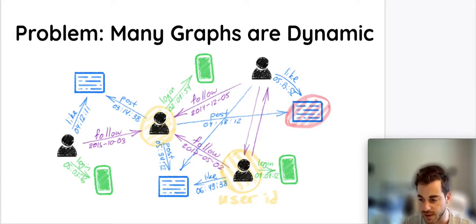Twitter, for instance, is a great example of a dynamic graph. Here we have a little drawing: users have follow relationships between each other, and they have a specific timestamp. They can also post tweets at a specific timestamp. They can like tweets, and so on. The timing information here is fundamental. Knowing the timestamp of when an action happened is of great predictive value for knowing what's going to happen next.